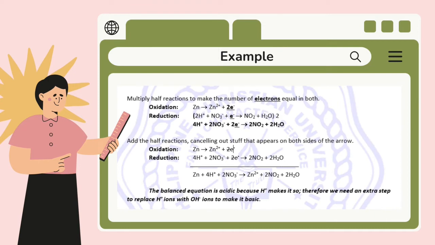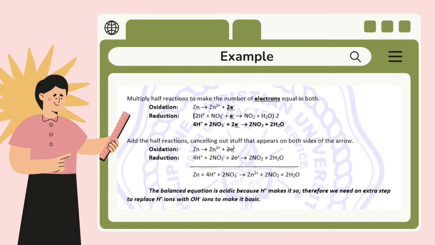Okay, so next we're going to be multiplying the half reactions to make the number of electrons equal in both. As you can see in here, for the reduction we're going to be multiplying by 2, in order for us to balance the number of electrons in the oxidation side as well as in the reduction side. So we're going to have 4H+ + 2NO3- + 2e-, or 2 electrons, produces 2NO2 + 2H2O.